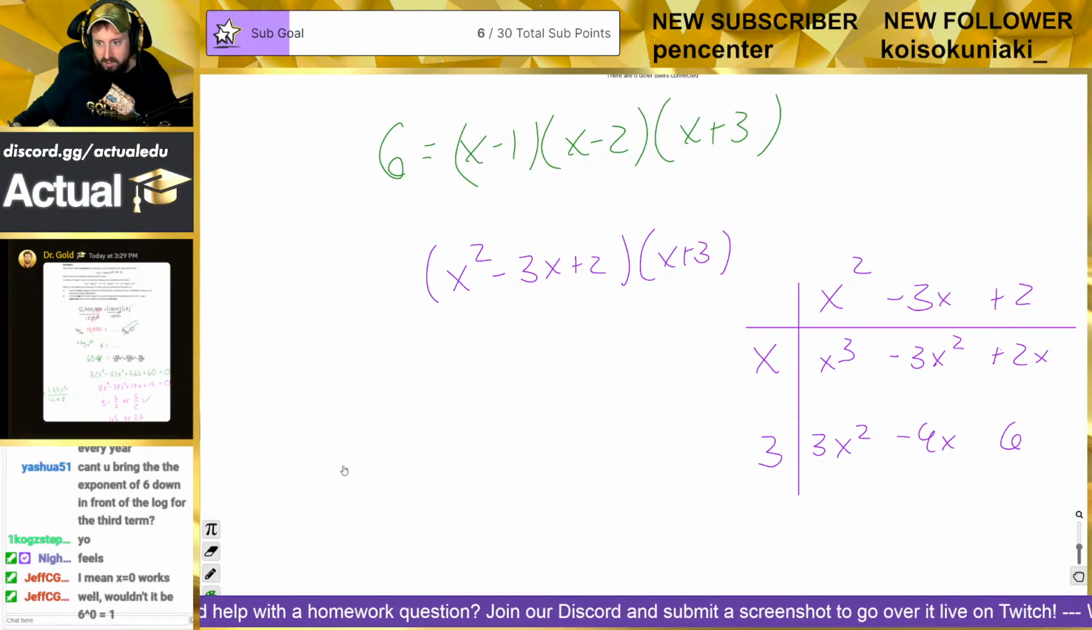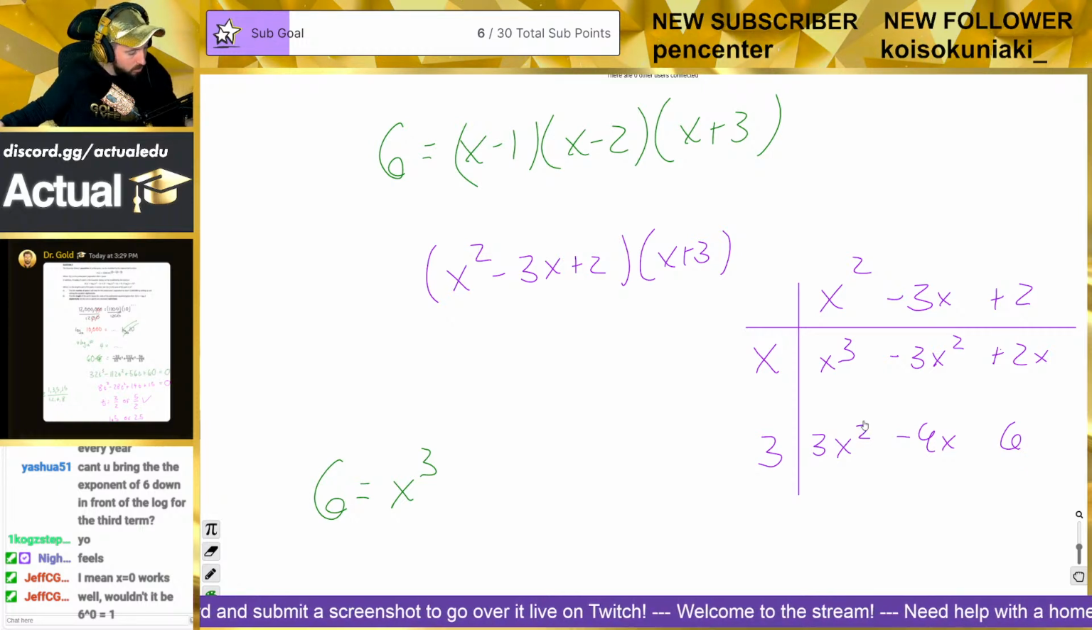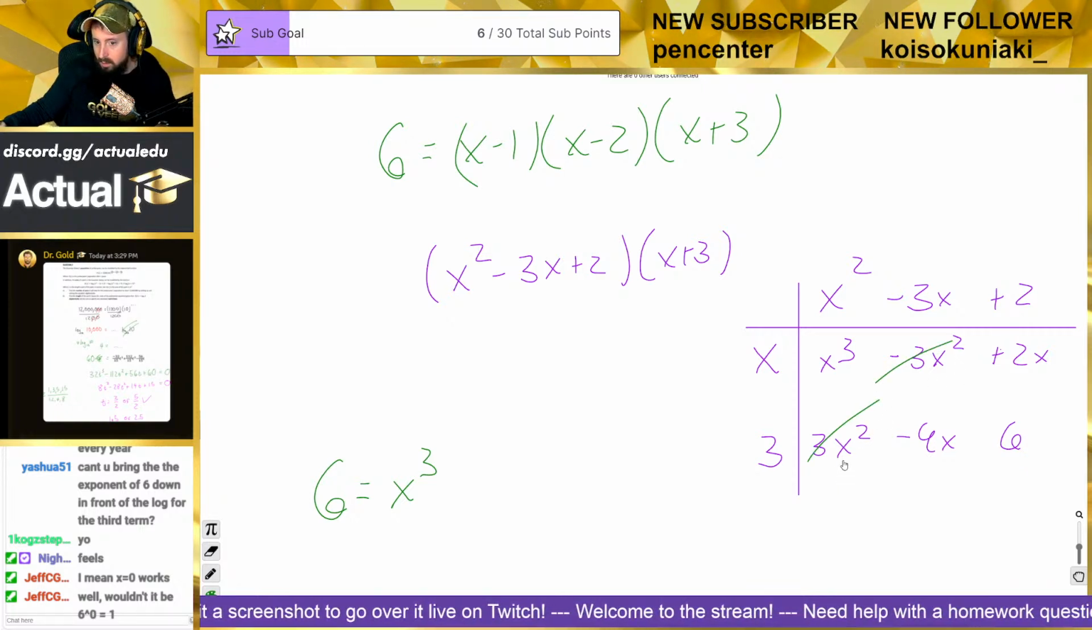Okay. So that gets me 6 is equal to x cubed. Oh, this goes away. Is that real? Is this real life? Oh, nice. Okay, cool. Yeah, goodbye. x cubed. And then what's that? Minus 7x plus 6. Oh, equal to 6.